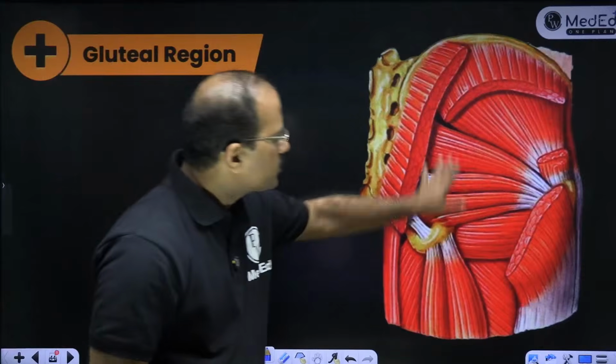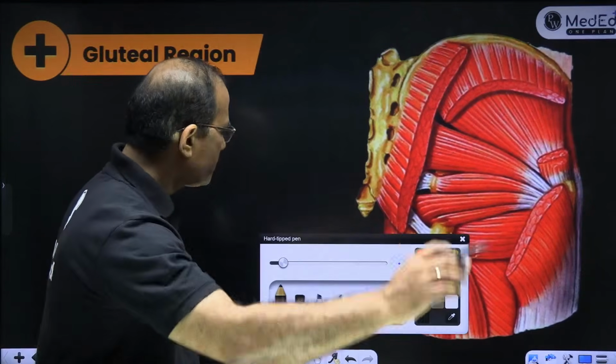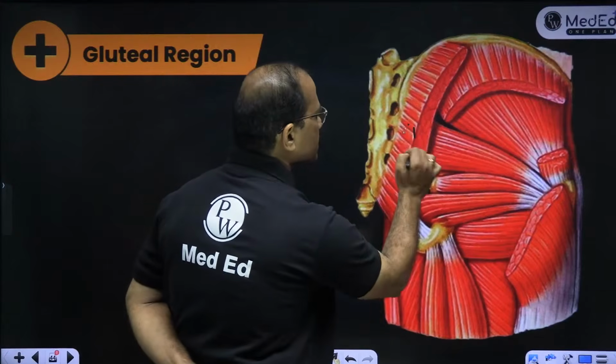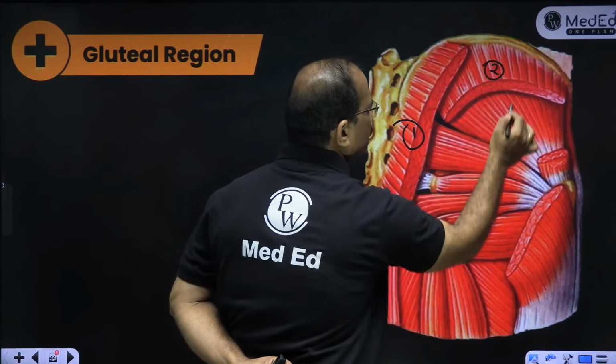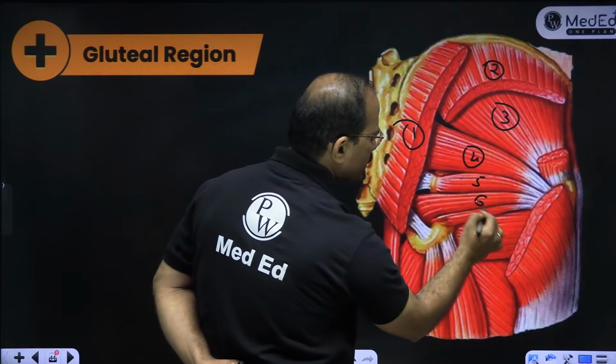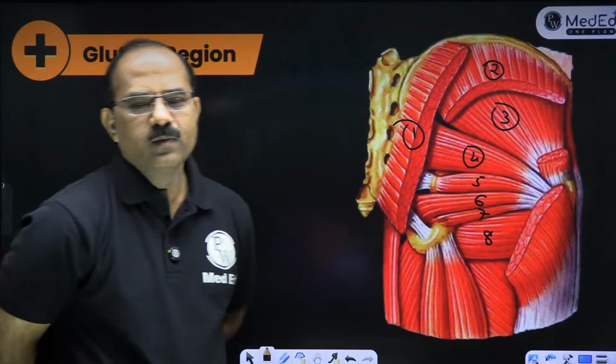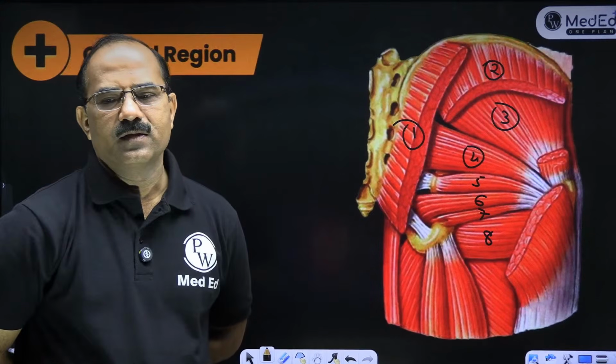Now can you name these muscles? Can you answer this? I'll just put numbers here. This is number 1, this is number 2, this is number 3, this is number 4, 5, 6, 7, 8. Answer this.